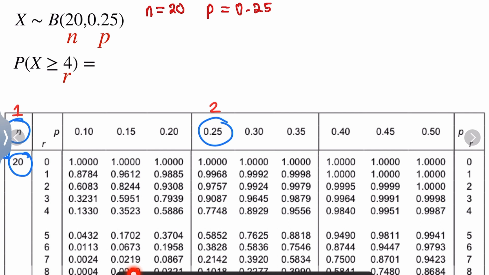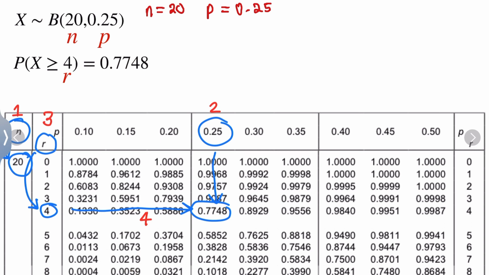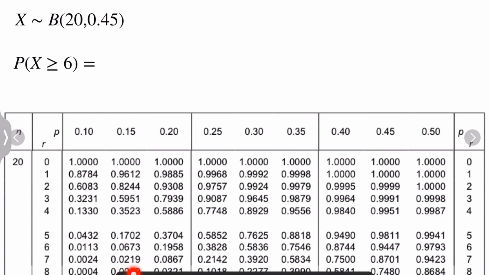Okay, look at this value. We use X in our lecture notes, dalam table pakai R, same. This is R. Carikan R4. Jumpa tak? Kita akan tengok serentak benda ni. Kita akan dapat probability dia 0.7748. Lain ke table kita? Jangan cakap lain. Sama. What is the probability for X is greater than or equals to 6?